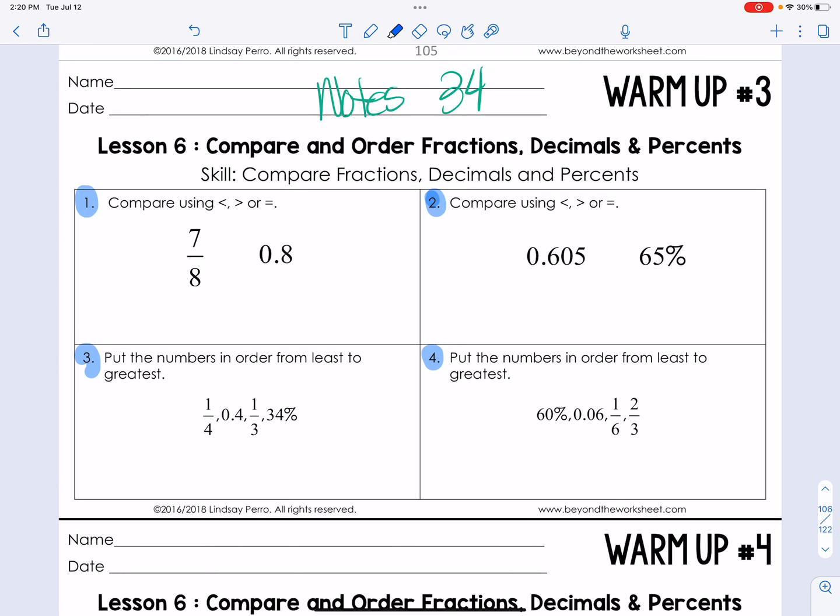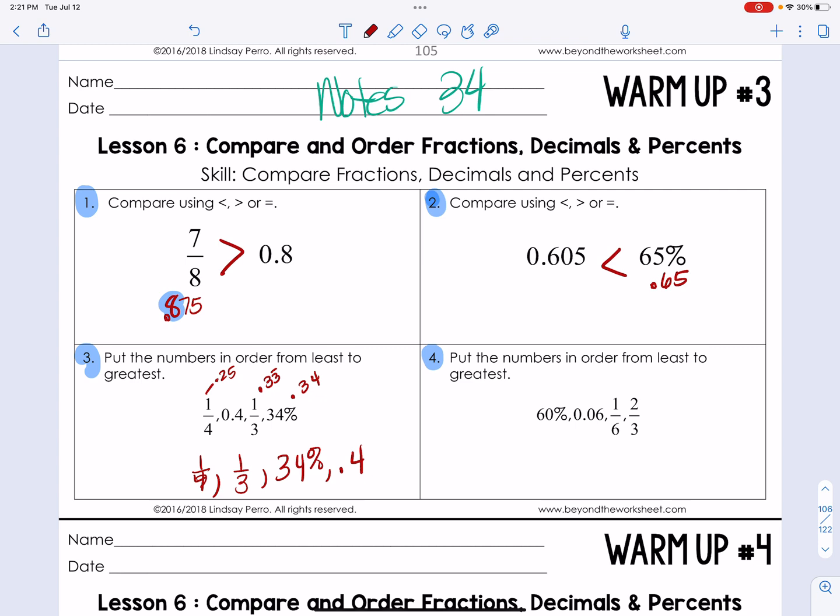So 7/8, if I write that as a decimal, which I think is easiest, is 0.875. So that's bigger than 0.8. And if I put this as a decimal and divide by 100, that's definitely bigger. If I put these in order, I'm going to make this one 0.25, 0.4, 0.33 repeating, and 0.34 if I divide by 100. So my smallest is 0.25, which is 1/4. And then it's 1/3. And then it's 34%. And then it's 0.4. So I put them in order.